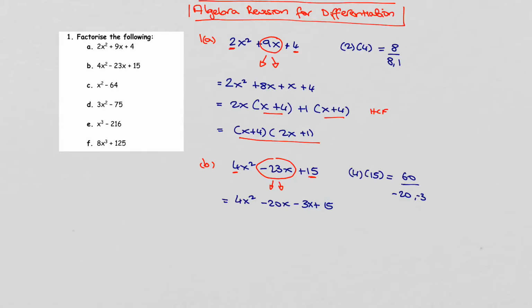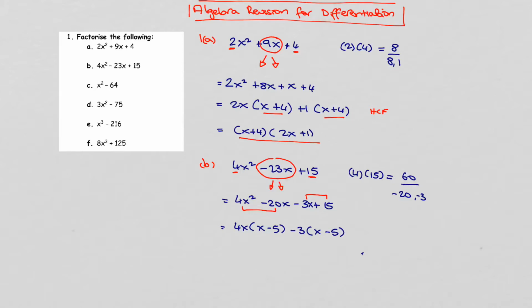So again, we're grouping the first two and then grouping the second two, and taking out again my highest common factor. So what we have is 4x is my highest common factor, leaving me with x minus 5. And then I can see that 3 is common between 3 and 15. So, of course, it has to be minus 3, because that'll leave me with x minus 5.